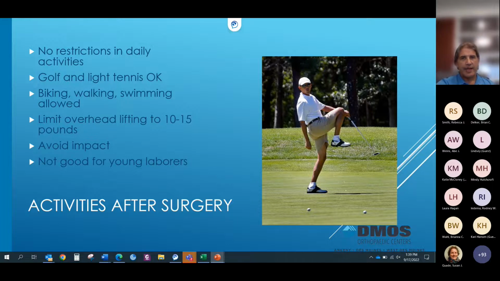Again, we want to limit some of the impact stuff, so limit overhead lifting, avoid impact like swinging a heavy hammer at work, that sort of stuff. There are some other options for young laborers, but not a lot of great options for young laborers with this. If you did have to do a replacement and you could get away with a partial shoulder replacement on the humeral side, if the socket was pretty pristine, you could try that, but it's not going to do that great and they're not going to be that happy with it.